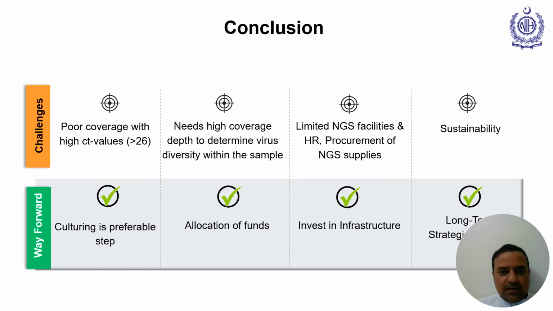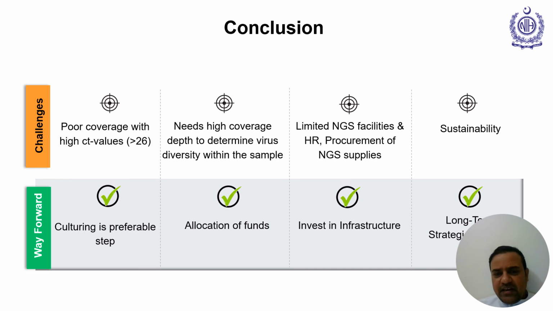Lastly, I will just conclude. We have faced certain challenges while performing next generation sequencing, especially metagenome sequencing, especially with samples that had a high CT value of greater than 26. It becomes quite difficult to sequence such samples. Then obviously there is a need for high coverage depth to determine virus diversity within a sample. Again, this is directly related to the amount of viral RNA present in the sample.